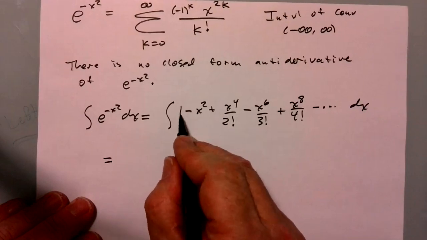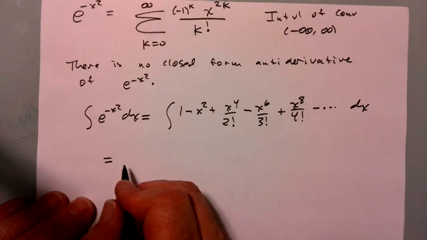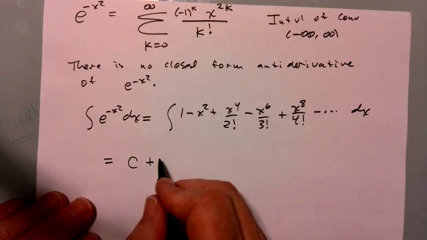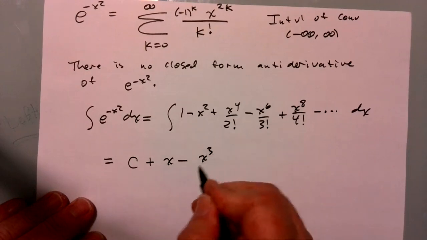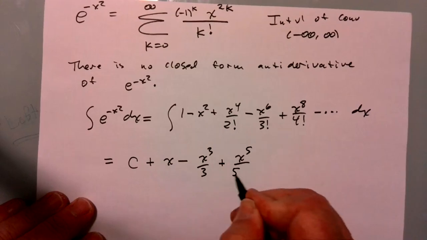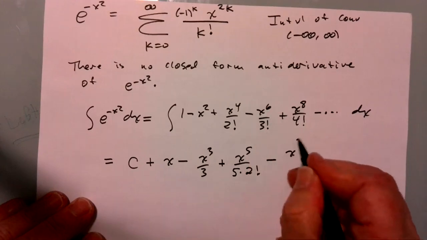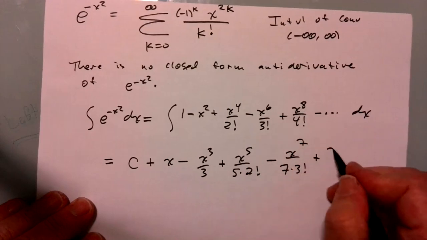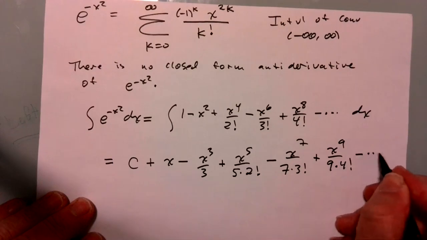Help me out with this. If I make any errors, please tell me. We're going to add C. So we're going to say C plus rather than plus C at the end. Integral of 1 is x minus integral of x squared would be x cubed over 3 plus integral of x to the fourth, x to the fifth over 5 times 2 factorial. Integral of x to the sixth would be x to the seventh over 7 times 3 factorial, plus integral of x to the eighth is x to the 9 over 9 times 4 factorial minus dot, dot, dot.